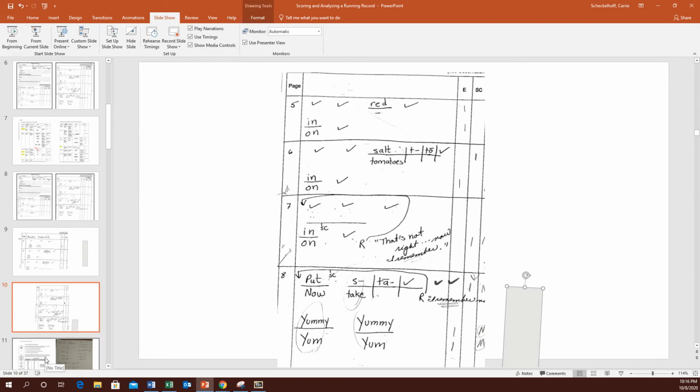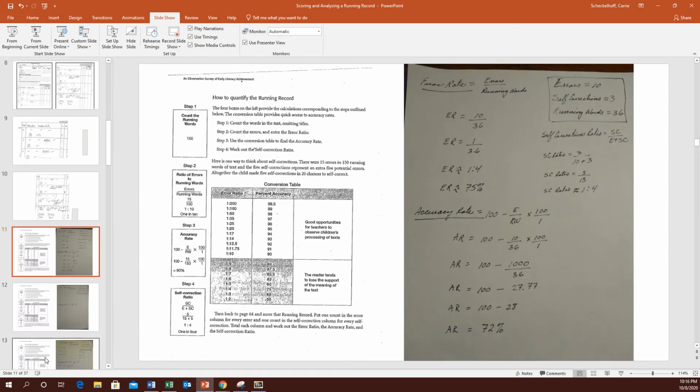Now, this will then give us the information we need to calculate the percentage accuracy. You have this form, which is another page out of the observation survey, which will tell us how to score this text. Now, the first thing we need to do is count the number of running words. In the text that we just worked with, Monster Sandwich, there are 36 running words. And then we are going to count the number of errors. The errors are 10. And we're going to count the number of self-corrections. I had the self-corrections as 3.